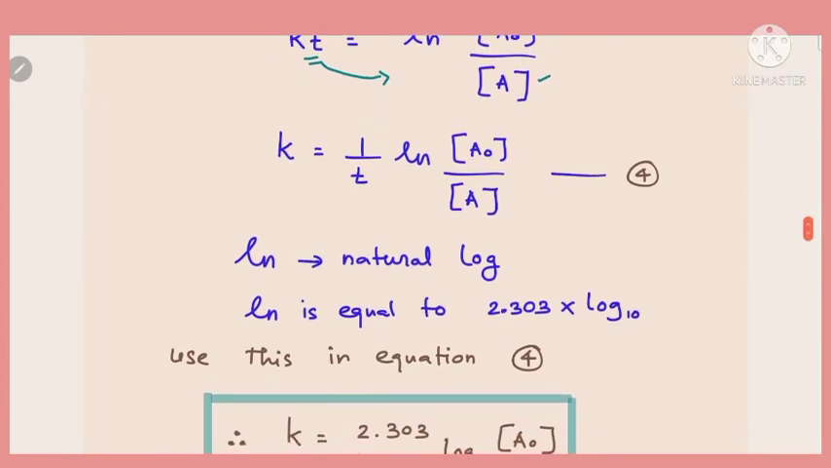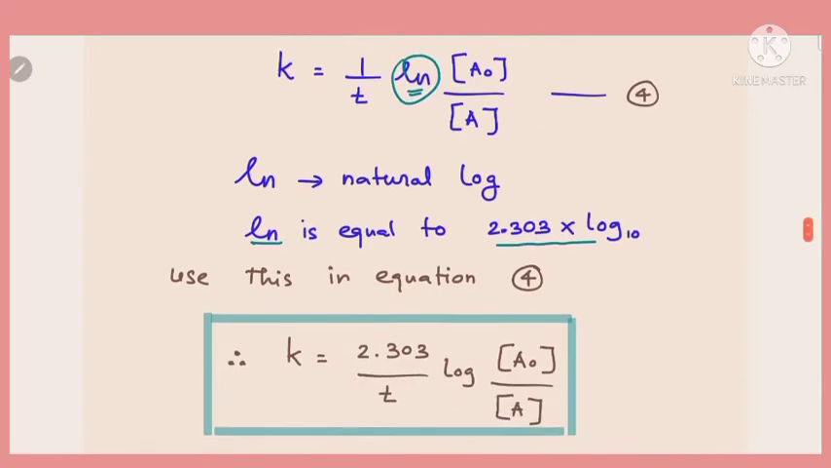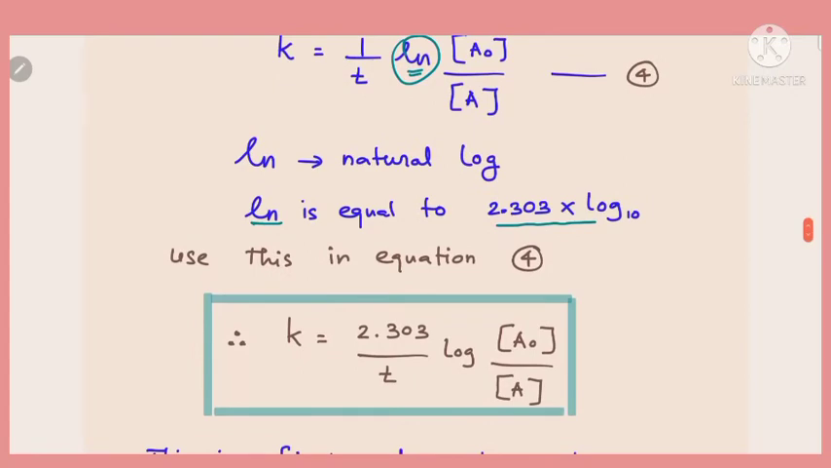So here in this formula, we have a term ln. Actually, it is pronounced as ln, but it is natural log. What is natural log? Natural log is nothing but the product of ordinary log, log base 10, and 2.303. So ln is equal to 2.303 into log base 10. So I am going to expand this ln here. Now the equation finally becomes k is equal to 2.303 divided by t into log of A0 divided by A, A0 concentration divided by A concentration.